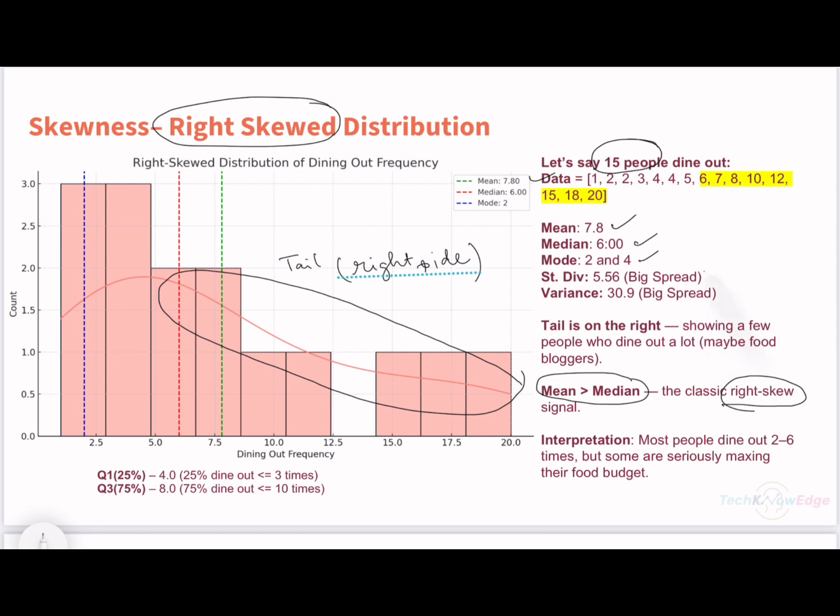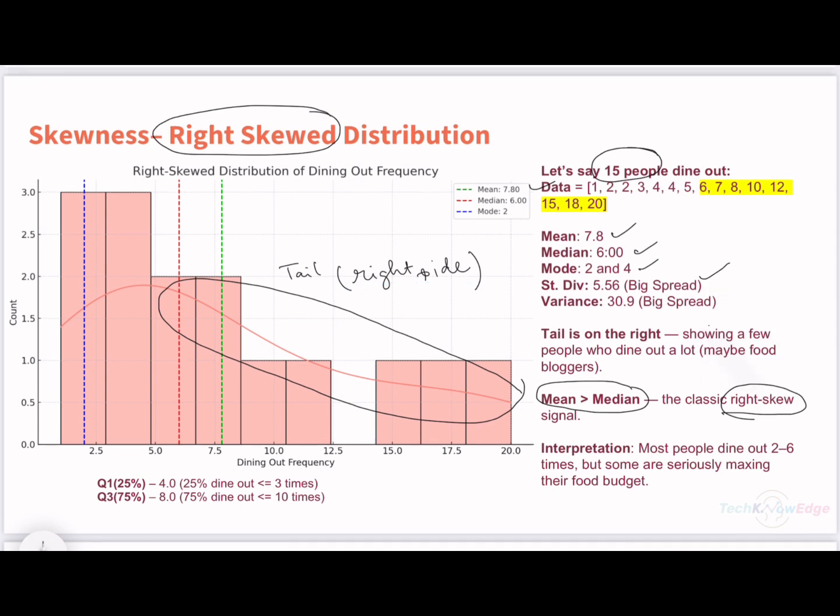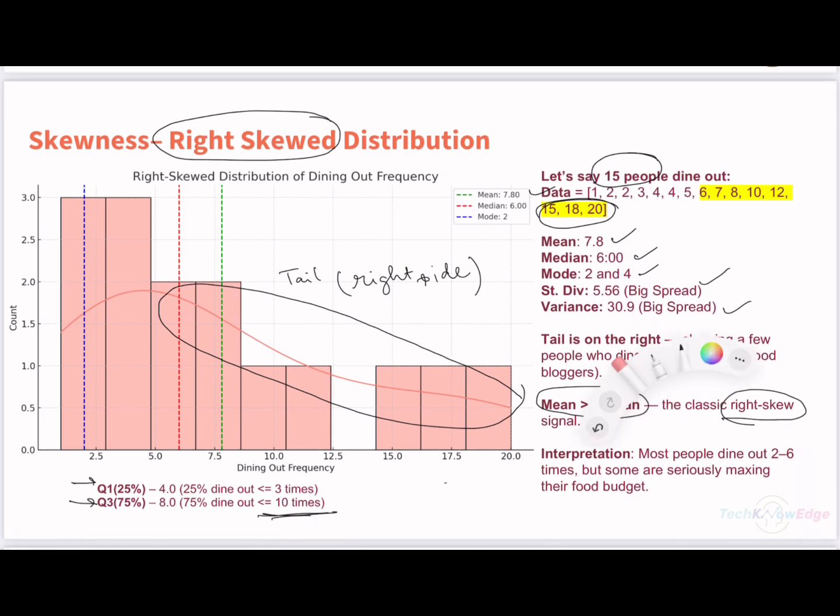Also, check the spread. Standard deviation is a whopping 5.56. Variance is 30.9, both much bigger than the left-skewed example we saw earlier. So this data is quite spread out. The quartiles Q1 equals 4, Q3 equals 8 show that 75% of people dine out up to 10 times. But those extreme values 15, 18, and 20 pull the mean to the right and widen the spread.